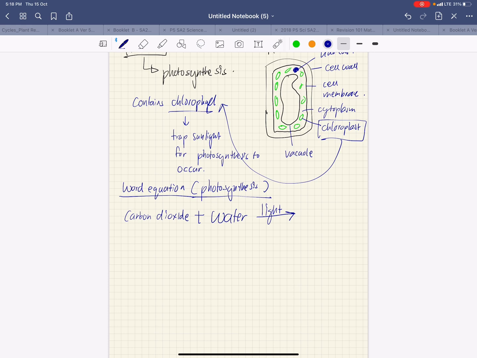All right? And not forgetting, you will need your chlorophyll, which is found in your chloroplast in plant cells, to trap this light energy. And what you get at the end of this reaction would be glucose. If you remember, glucose is actually the raw material for respiration, together with oxygen. And once again, oxygen is actually the raw material for respiration to happen. But in this case, it's the product.